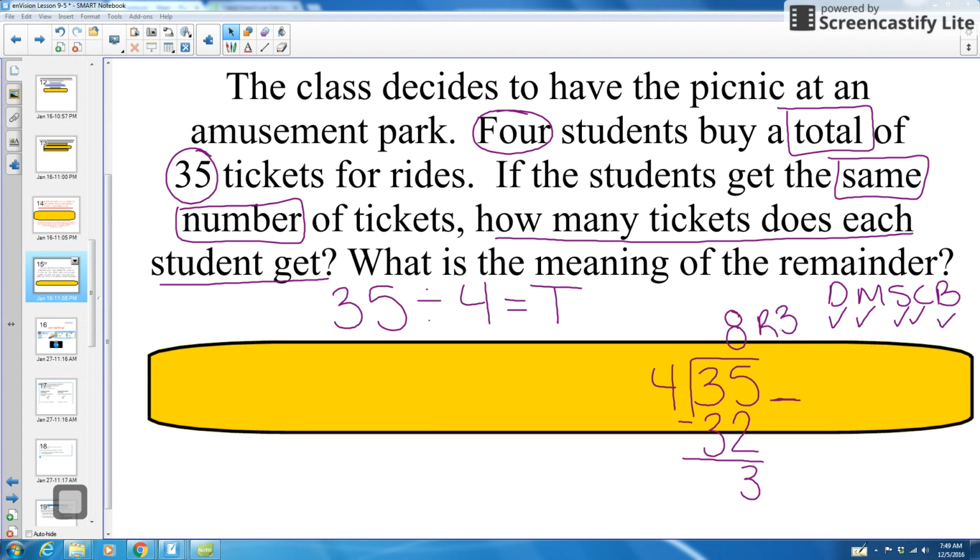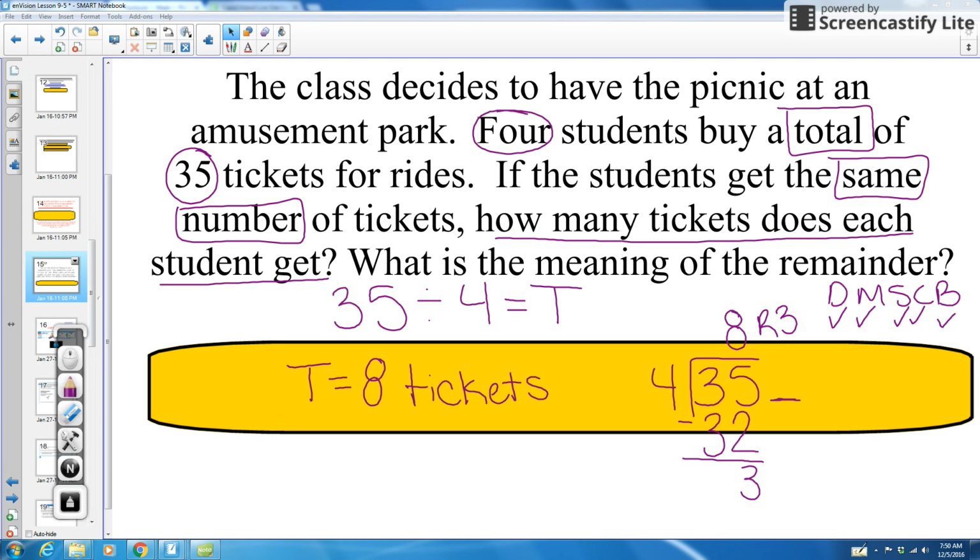So how many tickets does each student get? Looking at our answer here, I'm going to ignore my remainder for a minute. And I'm going to say that each student gets 8 tickets. This 3 means there's 3 tickets left over. And they're asking, what is the meaning of that remainder? If I only have 3 tickets left over, am I able to give those other 4 students each one more? I'm not, because 3 is less than 4. So I have 3 tickets left over. They would not be able to be split equally.